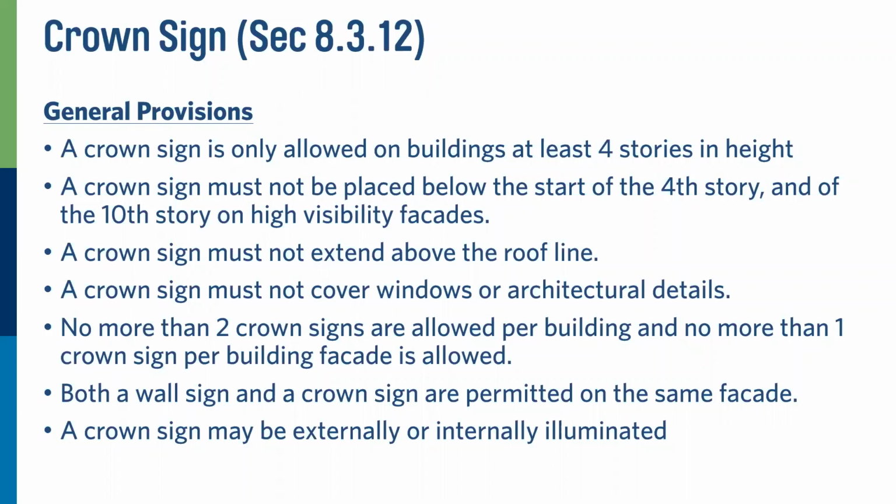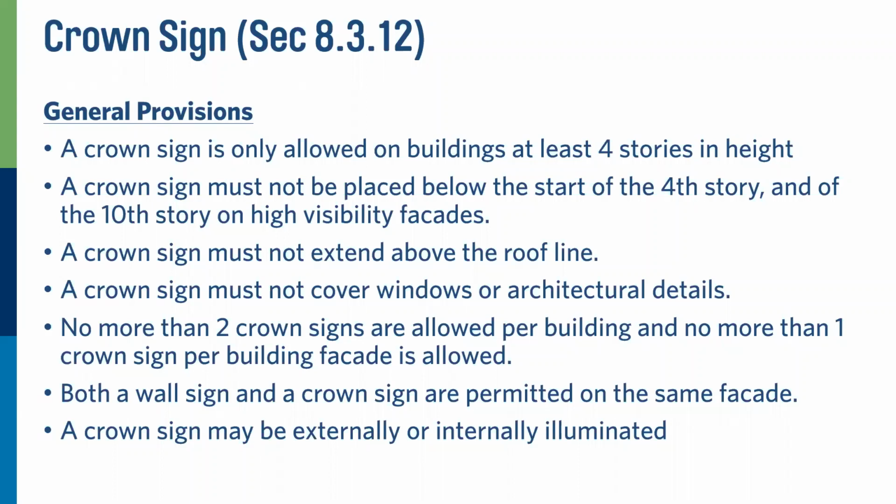It cannot extend above the roof line, so you can't have a marquee sign on top of the building. It can't cover the windows or the architectural details, so that's why you usually see it at the top, because that's usually like a mechanical penthouse, and that's where they have things. Can't have more than two crown signs per building, and no more than 1 per facade is allowed.